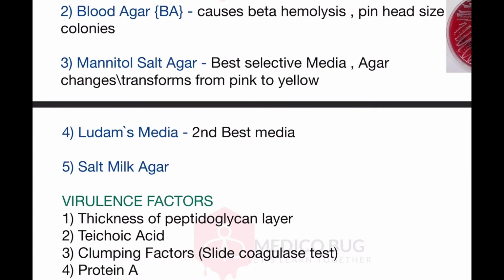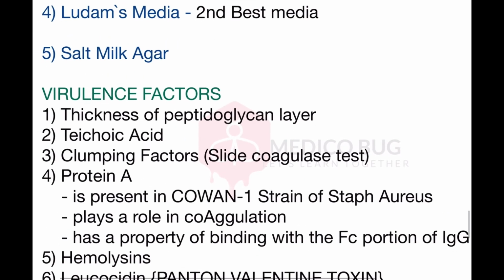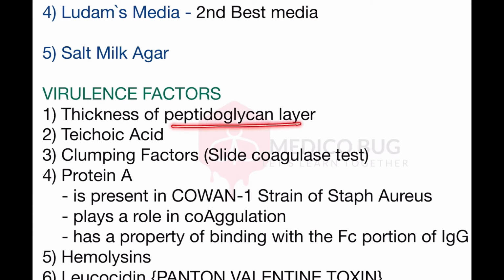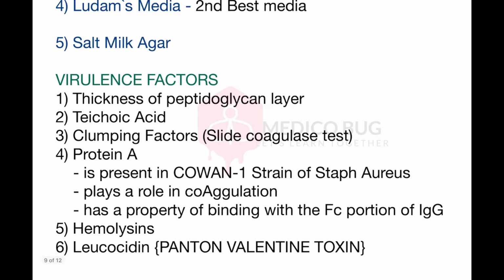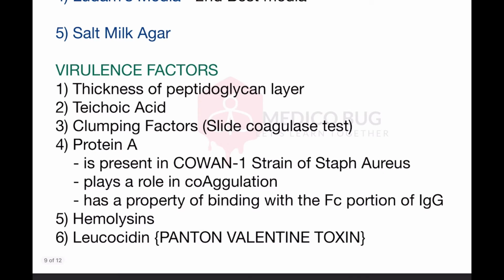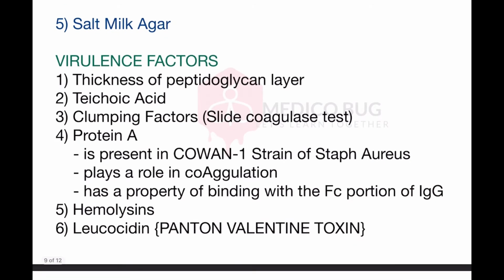Okay, so now we'll talk about virulence factors. In virulence factors there is the thickness of the peptidoglycan layer. It is gram-positive cocci, so obviously the peptidoglycan layer will be thick. It will protect it very well. The other one is teichoic acid, which it also uses as a virulence factor. And the third one is clumping factors, which we use for the slide coagulase test.